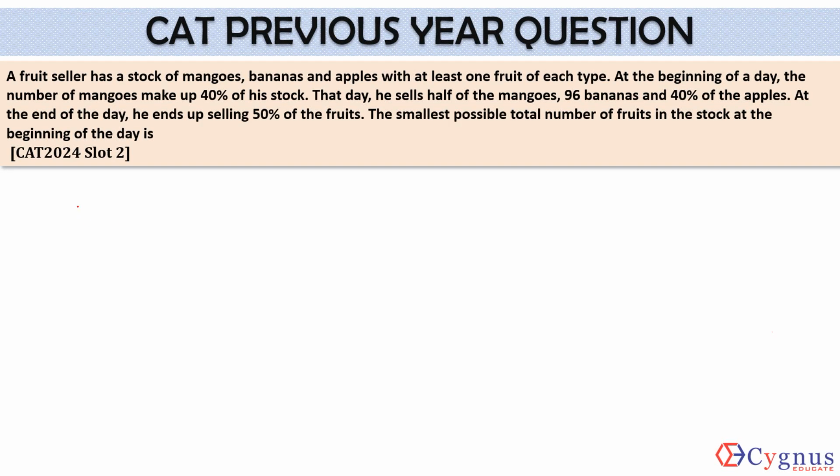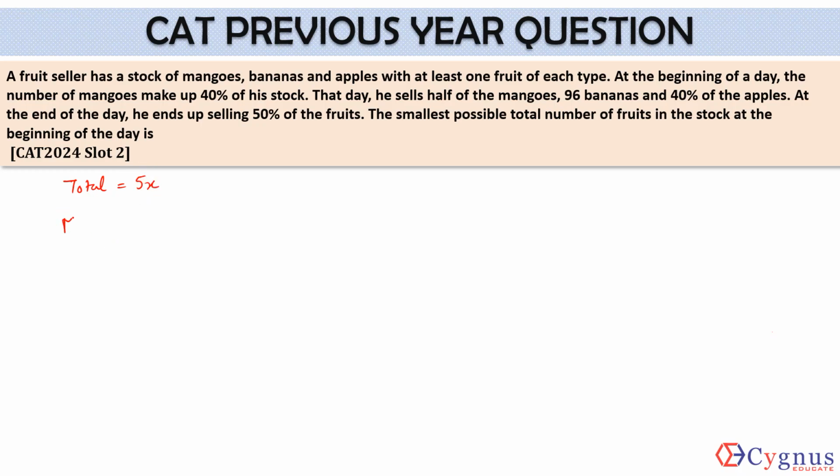Right. This is a question of CAT 2024 slot 2. A fruit seller has a stock of mangoes, bananas, and apples with at least one fruit of each type. At the beginning of a day, the number of mangoes make up 40%. Now, 40% means what? 2/5. So the total fruits must be a multiple of what? 5. So let's take it equal to 5x.